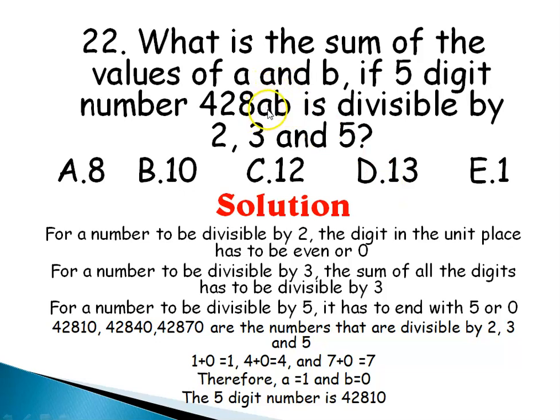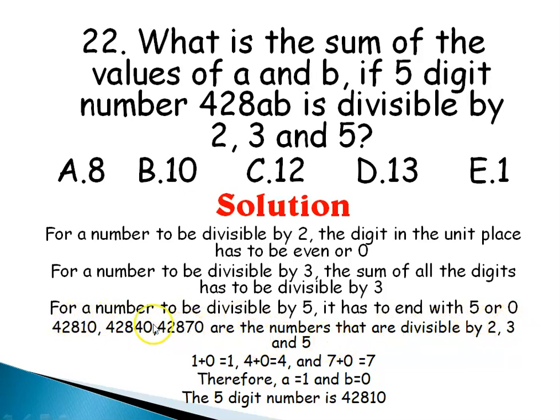So what I did is to try to eliminate. We start by putting this as 1, then you check if it's divisible by 2, 3, and 5. You put 2, check if it's divisible, you put 3, like that till you check for all the numbers. So after doing that, these are the 3 numbers that are divisible by 2, 3, and 5. You have 42810, 42840, 42870. These 3 numbers are divisible by 2, 3, and 5.